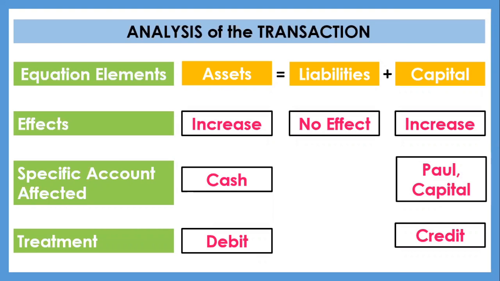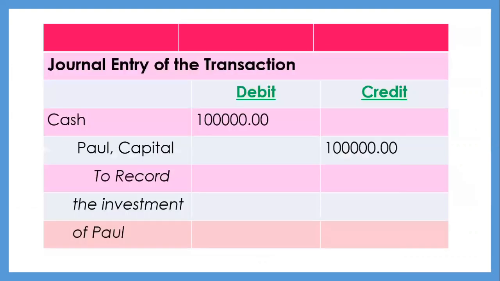Now, in journalizing, this is how our journal entry preparation looks like. Under debit, you have cash, 100,000 pesos. And under credit, you have Paul Capital, 100,000 pesos. And after that, there should be a brief description of the transaction. Our brief description in this case would be to record the investment of Paul.